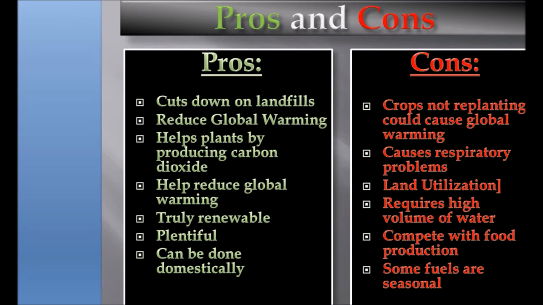However, if the crops are not replanted, then biomass can emit carbon dioxide that will contribute toward global warming. And this is because the plants need carbon dioxide, and if there are no plants replanted, then they don't absorb the carbon dioxide, it stays in the atmosphere. It's truly a renewable fuel, unlike fossil fuels.